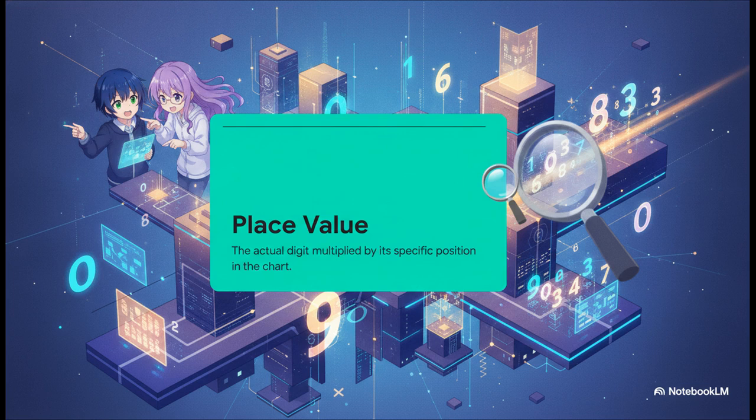Now, the absolute crucial takeaway here is understanding the difference between face value and place value. Face value, that's just the digit staring right back at you, like an 8, simple enough. But its true power, its place value, is entirely unlocked by its location on that chart. An 8 in the tens place is just 80, but move it over to the 10 crores place, boom, it explodes into 80, 100,000, thousand. When it comes to numbers, location literally dictates the whole shebang.